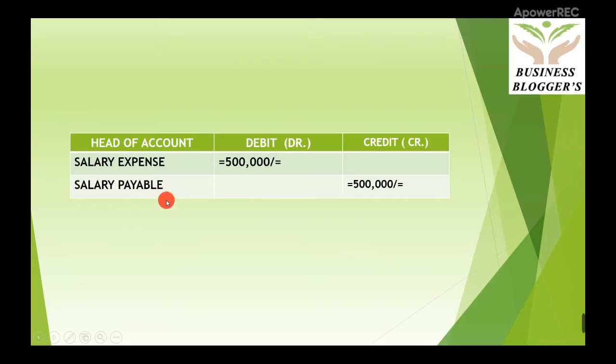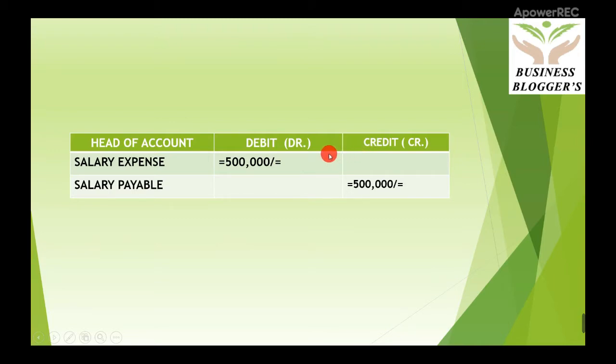For example, we have received an electricity bill or gas bill or water bill during the month, then electricity expense will be debit and utilities payable account will be credit in this case.